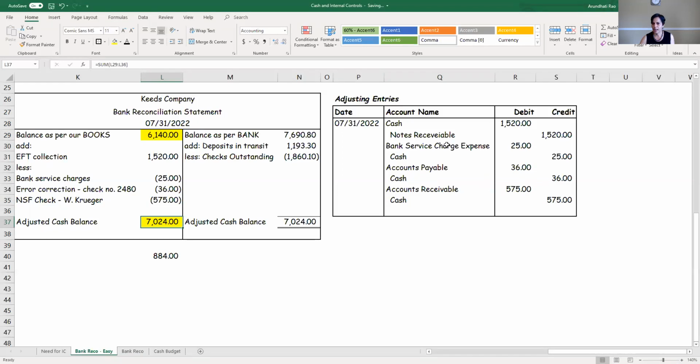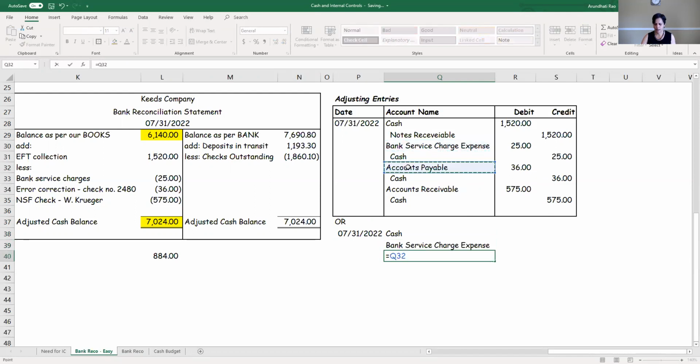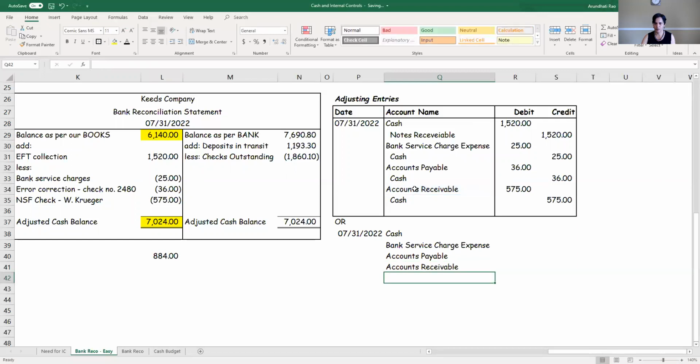Again, like I said, you could combine all of this and make it one journal entry. Okay, so how would I do that? It's going to be either what we did, each of those, or I could have it as 7/31/2020. I could do cash debit, and I'm going to write down bank service charge, accounts payable, accounts receivable, and notes receivable. So let's see how this would work out.